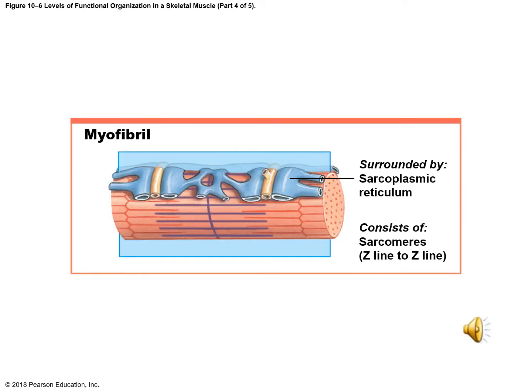Here we are looking at one myofibril. Many make up a single muscle fiber, and you can see the sarcoplasmic reticulum with the enlarged areas called the terminal cisternae on either side of the yellow T-tubule. And you can also see a sarcomere, not well expanded, but a sarcomere.